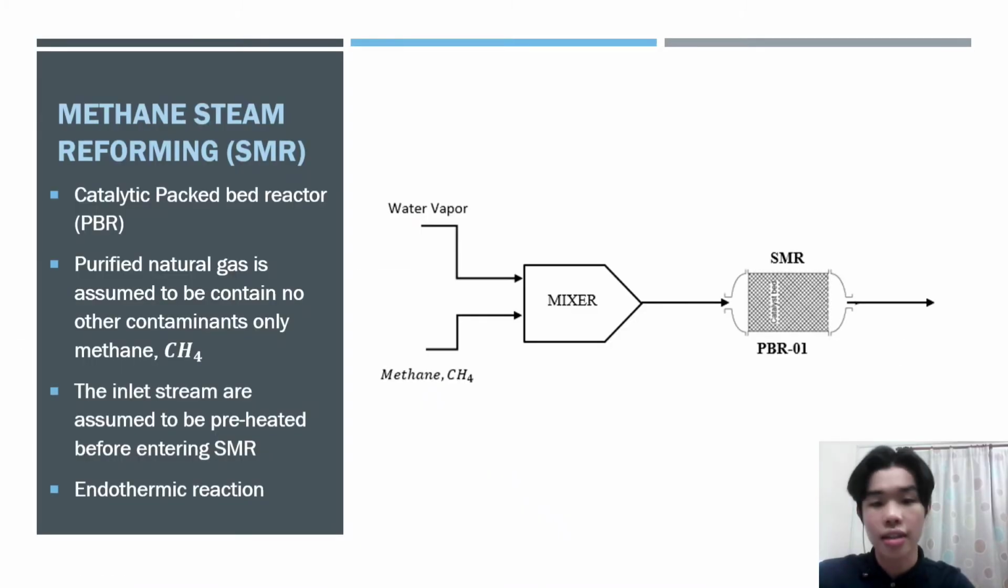On the other hand, the reactor that we are using for the methane steam reforming process is a catalytic packed bed reactor. The inlet purified natural gas is assumed to contain no other contaminants but pure methane gas. The inlet stream will be preheated before entering the PBR reactor. The methane steam reforming process is actually an endothermic reaction, and therefore high temperature will improve the further conversion of methane.